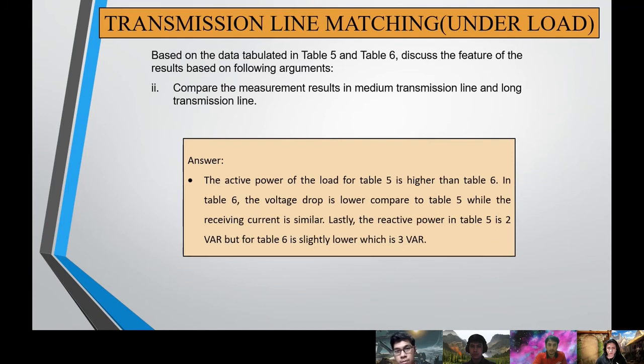So question number 2 is compare the measurement results in medium transmission line and long transmission line. So the answer for question number 2 is the active power of the load for table 5 is higher than table 6. In table 6, the voltage drop is lower compared to table 5, while the receiving current is similar. Lastly, the reactive power in table 5 is 2 var, but for table 6 is slightly lower, which is 3 var.